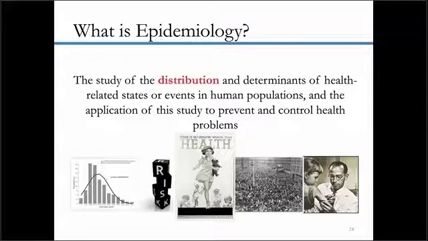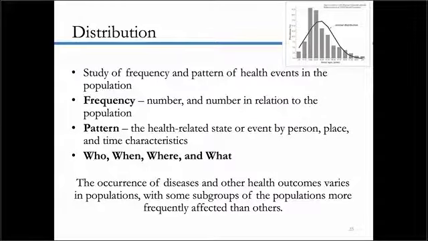The next part of the definition that we'll talk about is distribution. Distribution within the definition of epidemiology refers to the frequency and pattern of health events in the population. Frequency being how many people have the disease, and how many people have the disease in relation to the size of the population, which becomes really important, and you'll understand the importance of that when we talk about rates in more detail. Pattern being the health-related states or events by person, place, and time characteristics. So that is who's getting it, where is it happening, and when is it happening. And this is all descriptive epidemiology. So we're still answering those questions: who, when, where, and what. And we're trying to describe what's going on in our population overall.